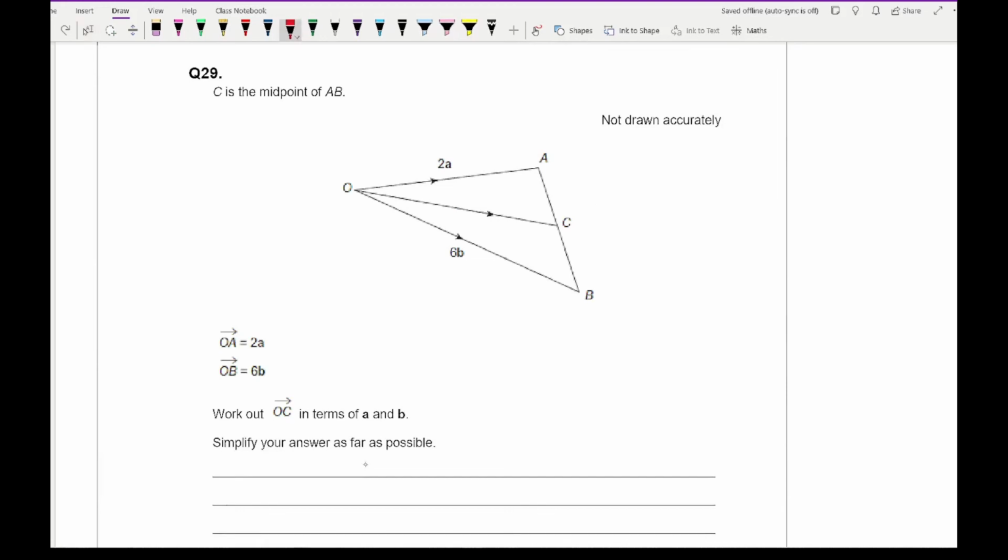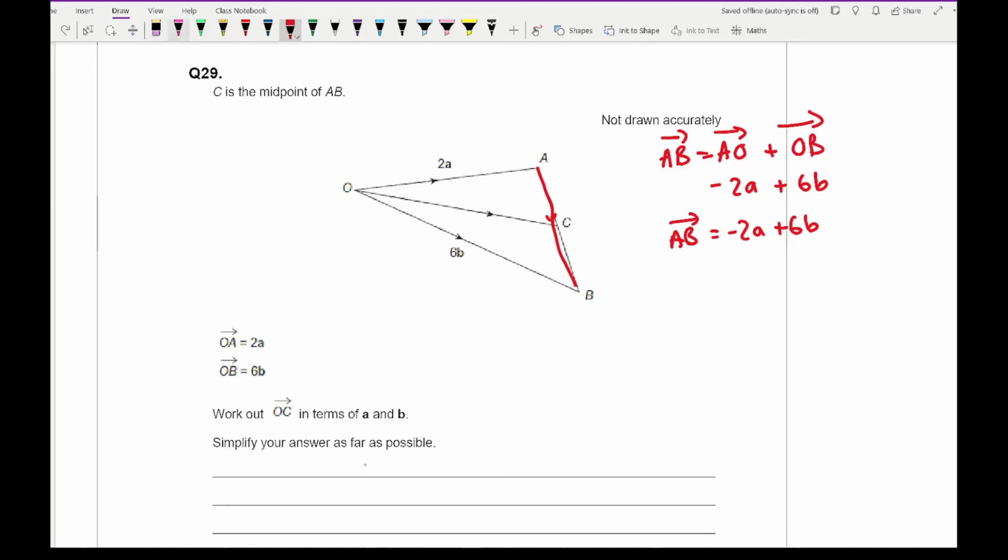And then moving on to question 29, it says C is the midpoint of AB. O to A is 2A, O to B is 6B. Work out O to C in terms of A and B. Simplify your answer as much as possible. So let's first of all work out what A to B is, this little red line here. That is going against the arrows, so it's A to O plus O to B. Now A to O is minus 2A and O to B is 6B. So A to B equals minus 2A plus 6B.